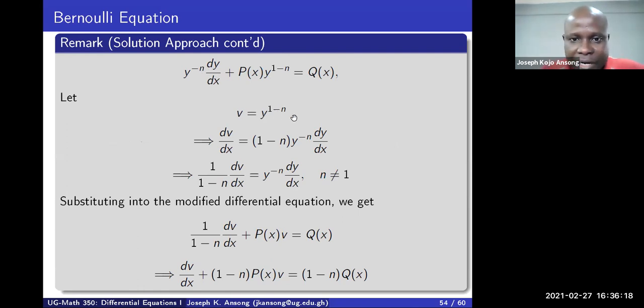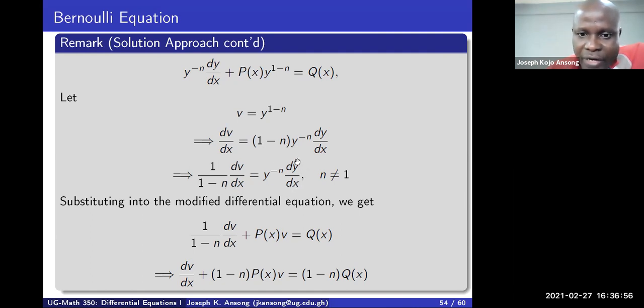Then if I differentiate this, I'm going to get dv/dx is equal to, let me break this down, y raised to the power, I have to subtract 1 from this, right? And then, because this is a function of x, I have to differentiate y, giving dy/dx. I'm using the chain rule, as well as the technique for differentiating powers. So if you differentiate this, you get this expression here. Now I can divide through by 1 minus n, and that gives me this.